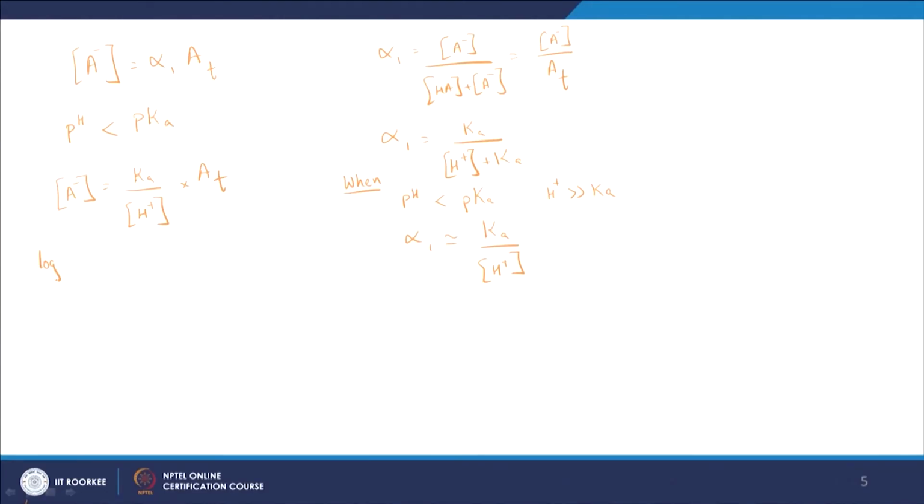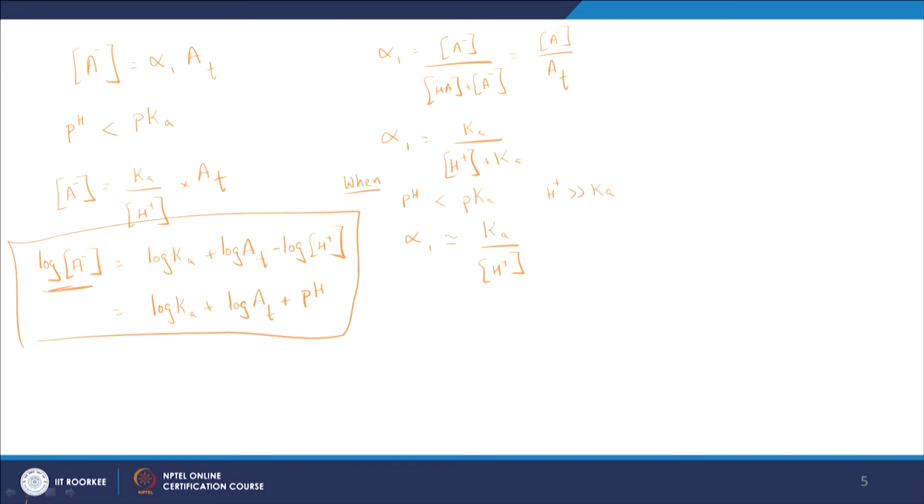Now taking the logarithm on both sides, log C is equal to log Ka plus log A total minus log H plus. So, what does that mean? It means it is going to be equal to log Ka plus log total acid plus pH. Again, let us understand this equation please.